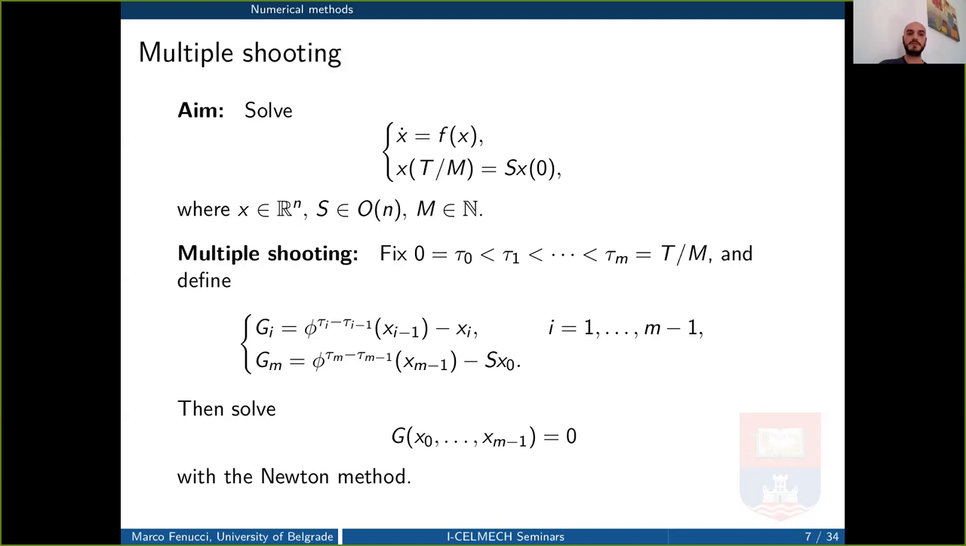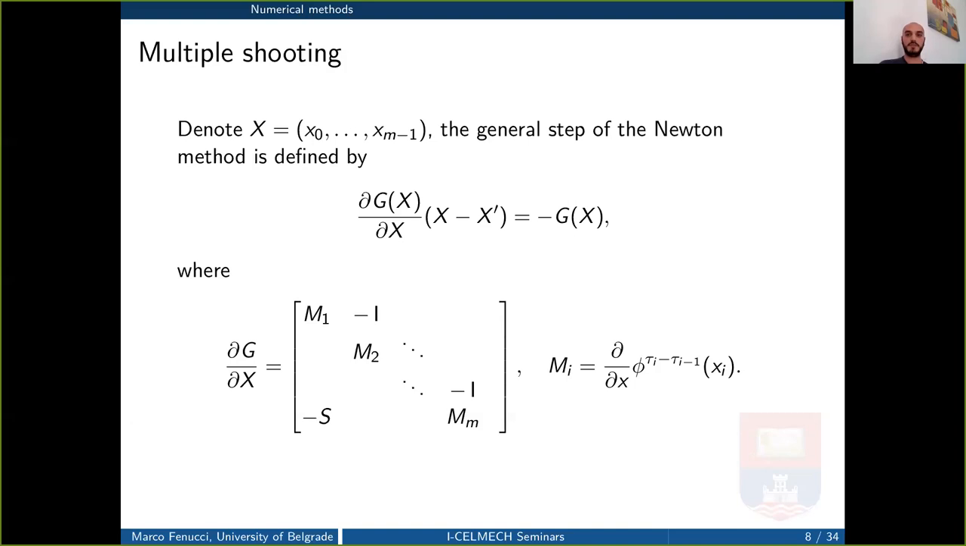And the aim of the method is to find zeros of this function, and to solve this nonlinear equation, we apply the Newton method. In general, the step of the Newton method is defined by a linear system whose matrix corresponds to the Jacobian matrix of the function g. And the Jacobian matrix involves the derivative of the flows.